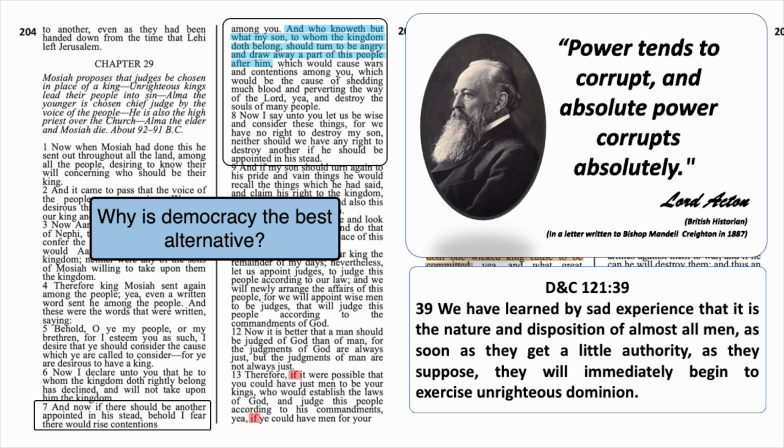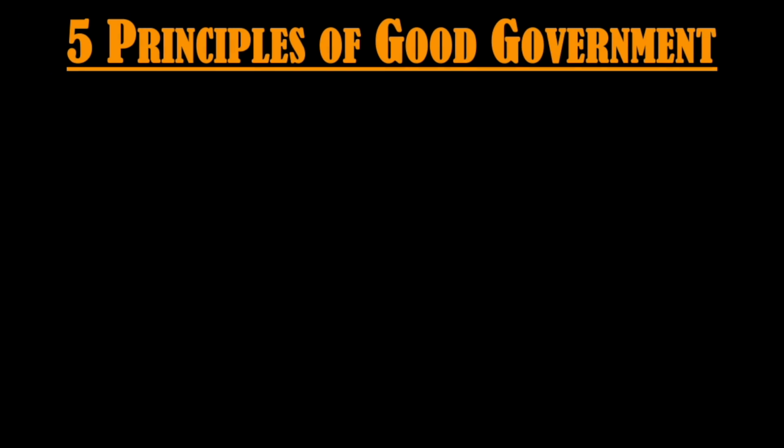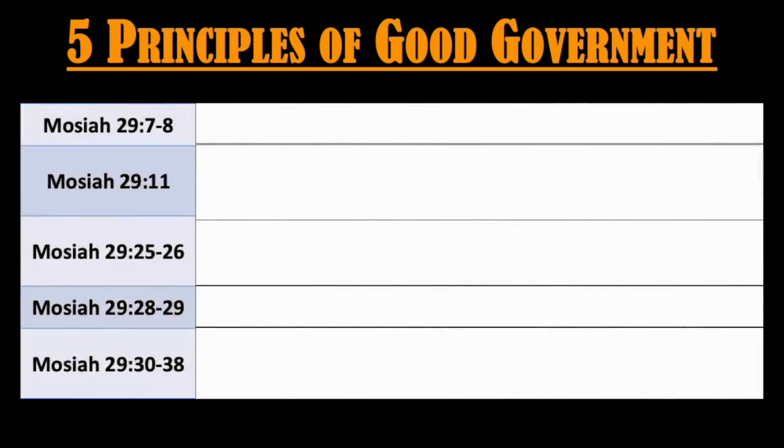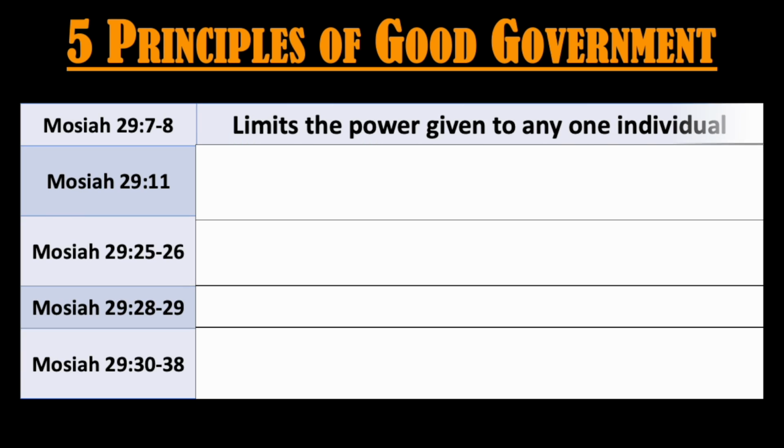So that will introduce us to the first of 5 principles of good government that I see taught here in Mosiah chapter 29. I'd like to cover those with you. But principle number 1 of good government. Good government limits the power given to any one individual.